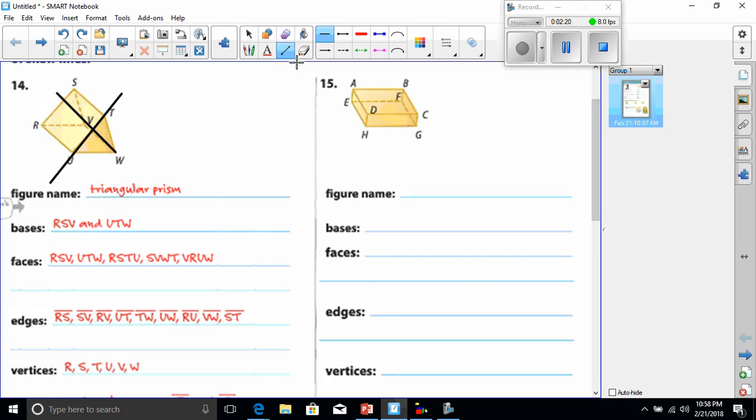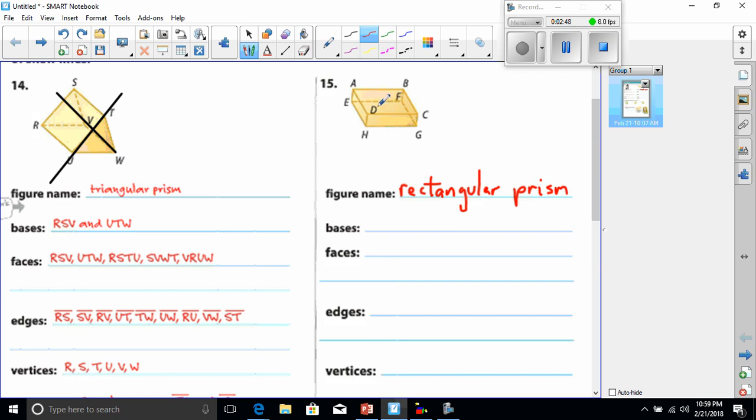I'm going to name the figure. Well, the figure looks to me to be a rectangular prism. All right, and I know it's a rectangular prism because my bases are in the shape of a rectangle. As we can see right here, we have a rectangle here, and we have a rectangle down here.